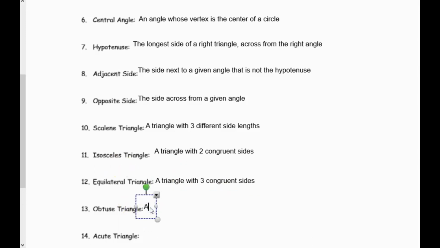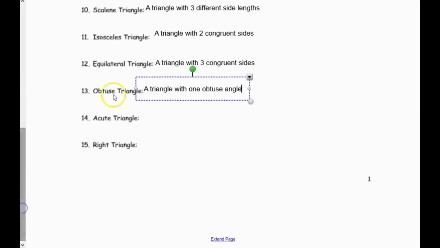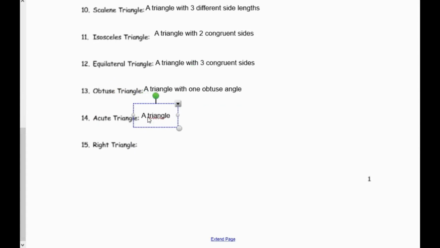Obtuse triangle. A triangle with 1 obtuse angle. Remember, you cannot have more than 1 obtuse angle or it will not be a triangle. A triangle with 3 acute angles. Oh yeah. Okay.